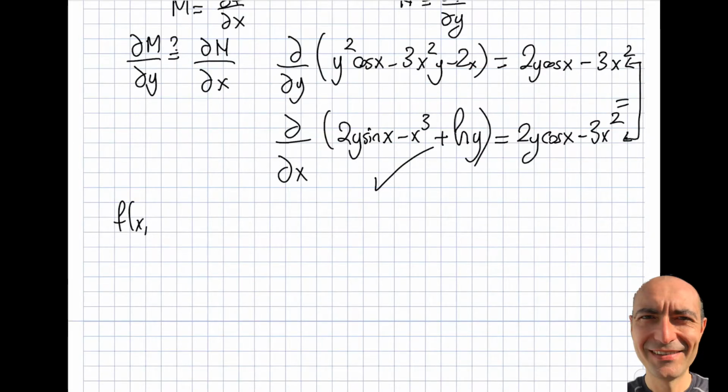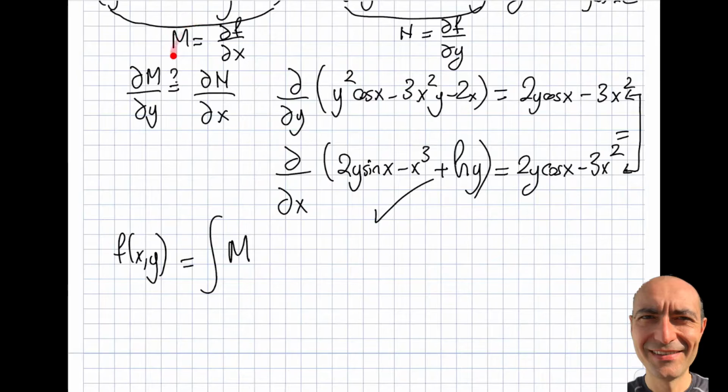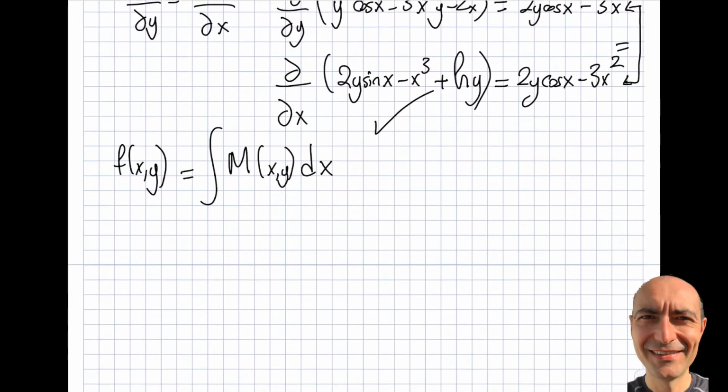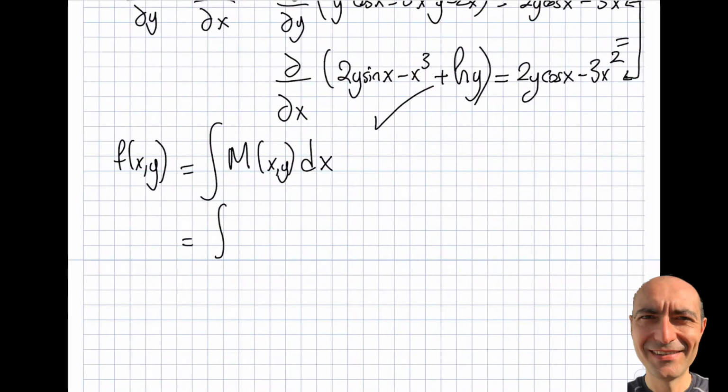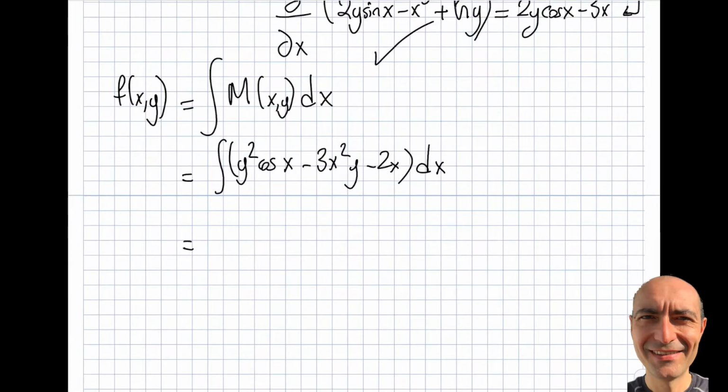So f(x, y) then will be the integral of M. I'm starting with this, integral of M dx. And then I will insert what I see from the M, and that will be y squared cosine of x minus 3x squared y minus 2x dx. So okay, let's proceed. When I take the integral of this with respect to x, I'm going to get myself y squared sine x, right? How about the other term? It's going to be minus x cubed y. So far so good. Minus x squared plus what? C? No, g of y.